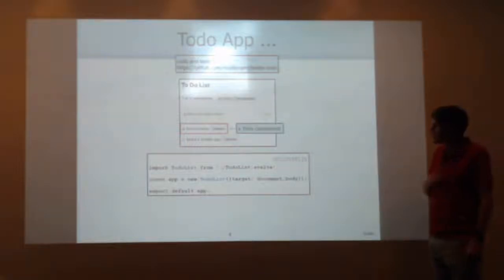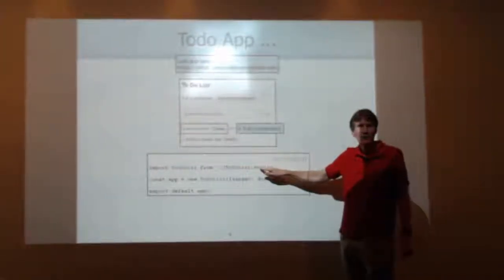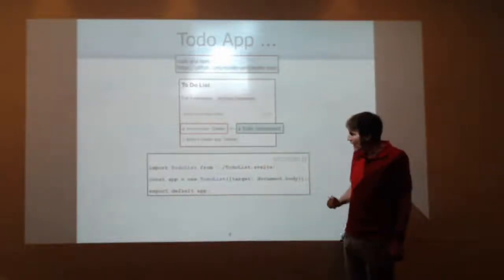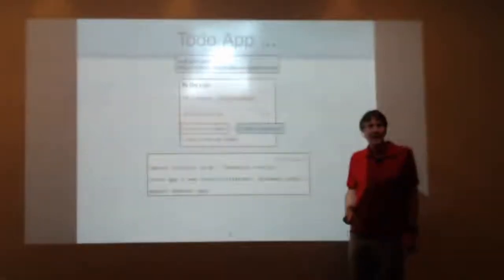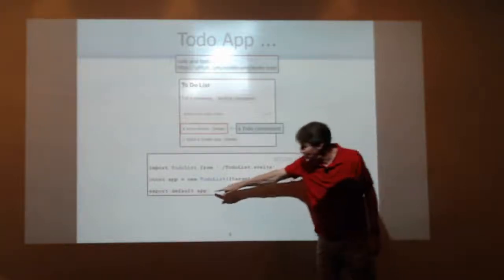To start, all I need is this main.js file where I import my to-do list component from a .svelte file, and then I can say I want to create an app using this component, and I'd like that to be rendered in document.body, and then just export that.